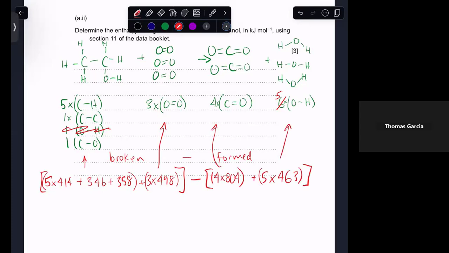So that covers that. So these are all my bonds broken minus all my bonds formed, and I get a delta H standard. This is standard because we only have 1 mole of combustion of negative 1,263 kilojoules per mole. And we did it.